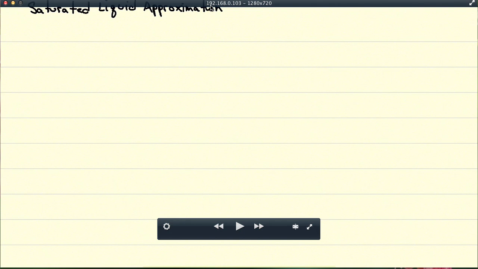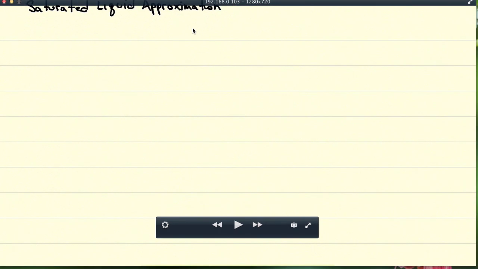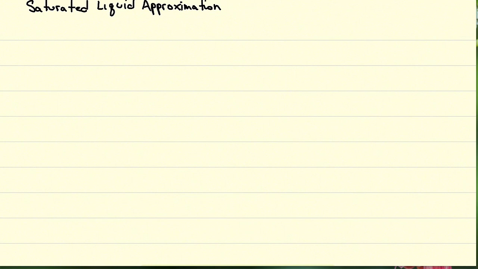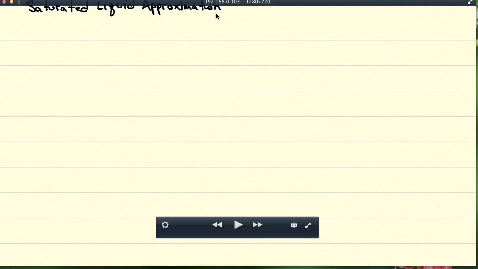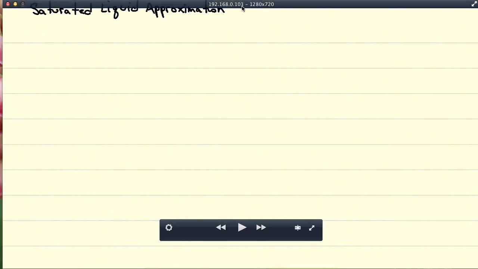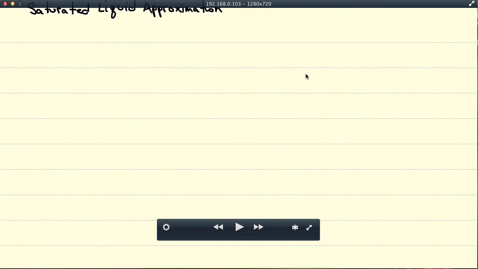Okay, oops, that's a little bit high. I don't know if y'all can see that or not. It says saturated liquid approximation. If maybe you can see it now. Let's see if I can drop this down a bit. Okay, let's hope that top bar should clear off there.